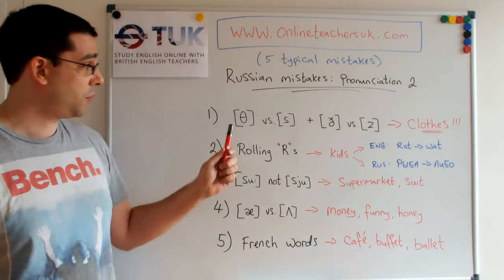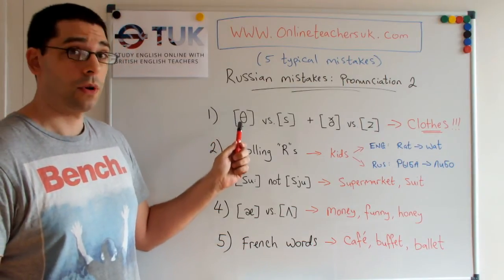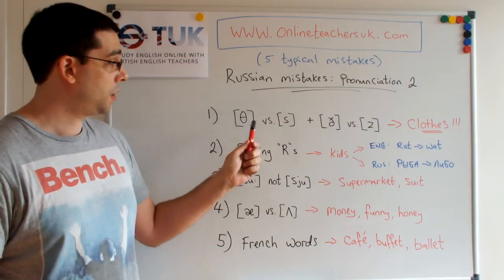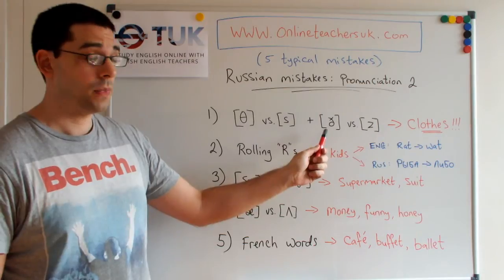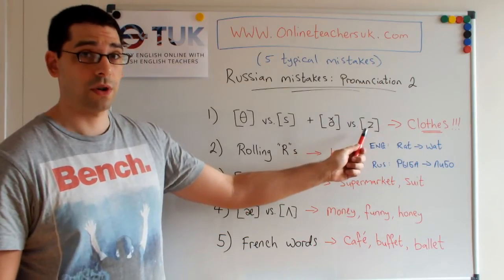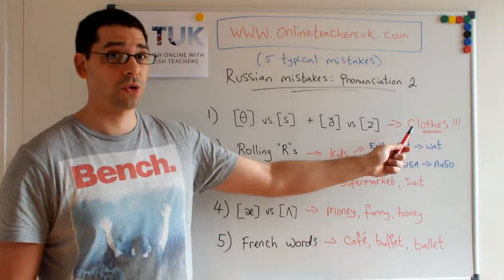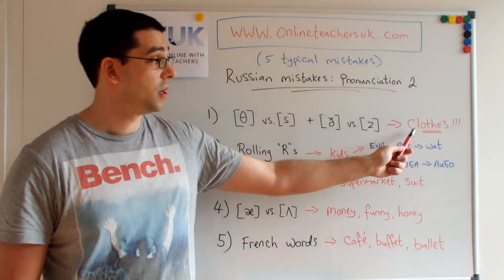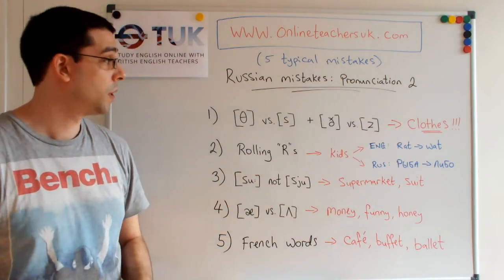So if we start here with number 1, you have the sound th and s. The and z, and a word which all Russians, or almost all Russians, find very difficult in English is the word clothes, and we'll be coming on to that very shortly.